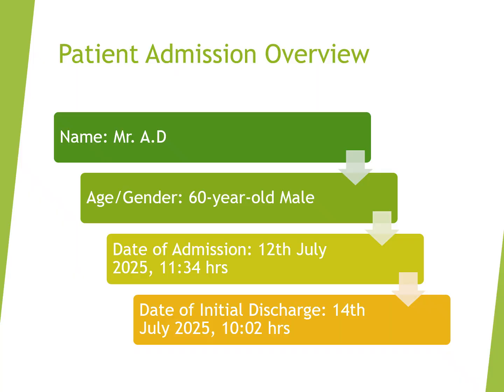Patient admission overview. Name Mr. AD, 60-year-old male. So it's important to keep the dates in mind so that we look at the subsequent presentation of the patient. So date of admission was 12 July 2025, came in at 11:34 a.m. And he was initially discharged on July 14, 2025 at 10:02 a.m. This timeline sets the stage for understanding the progression of his condition as well as the interventions that were applied during his hospital stay.